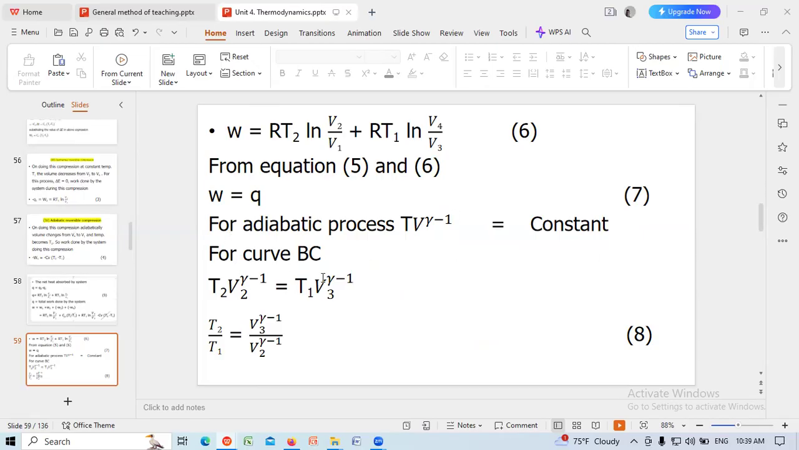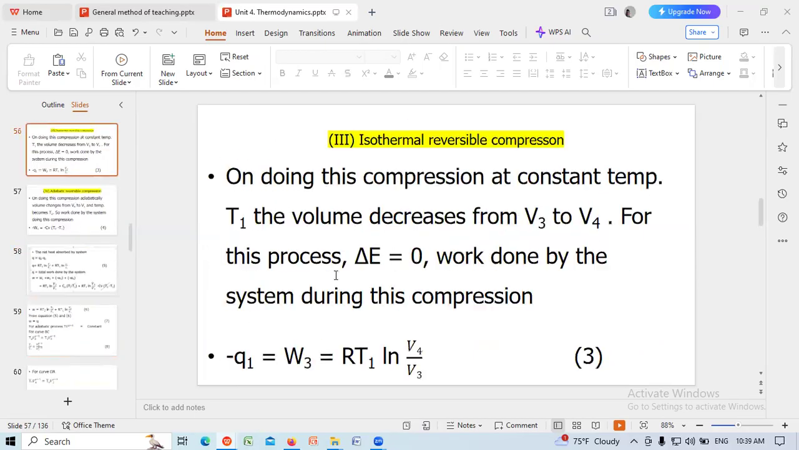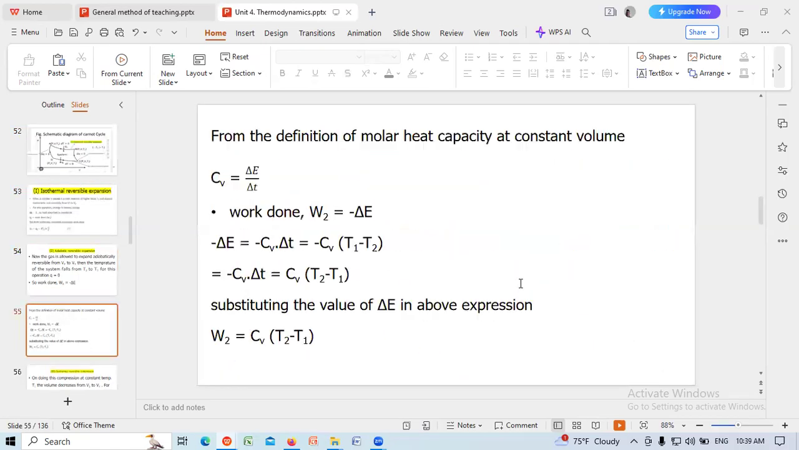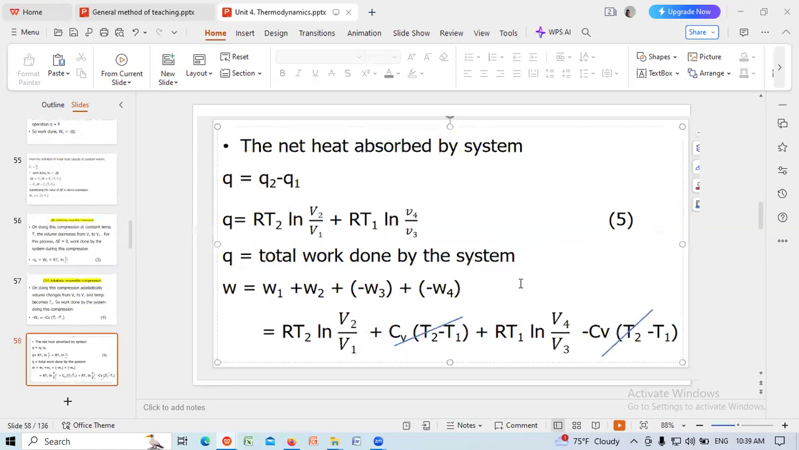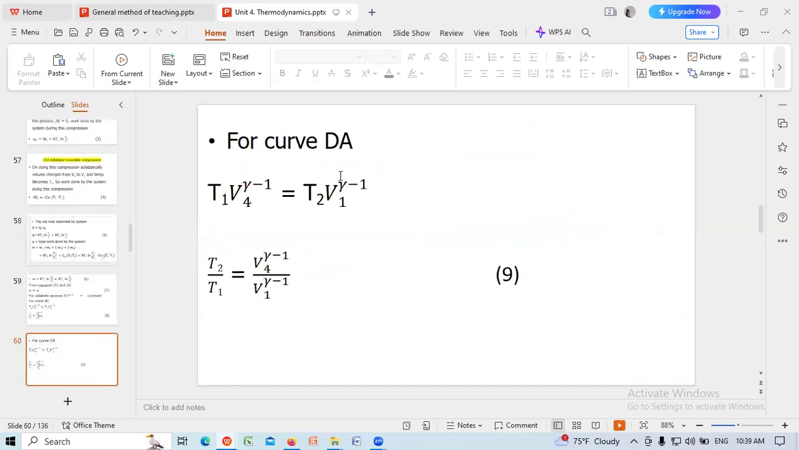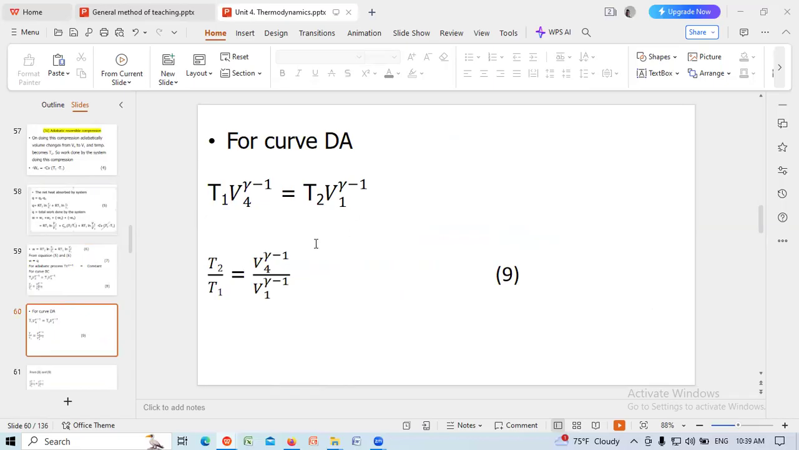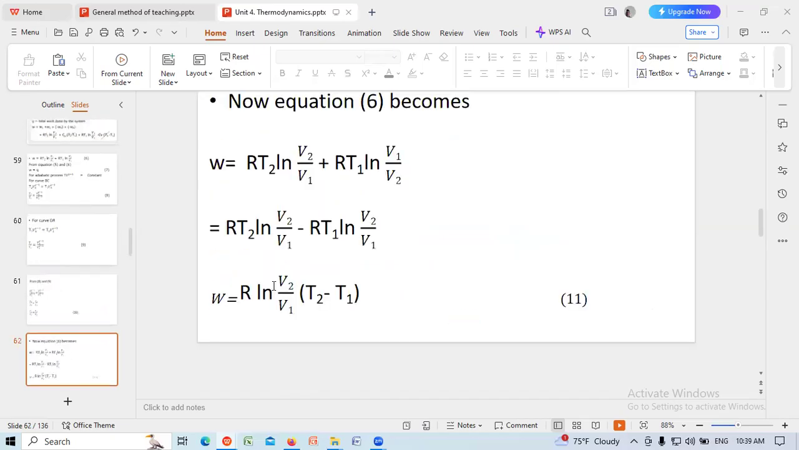For the curve BC, T2 V2^(gamma minus 1) equals T1 V3^(gamma minus 1), so T2/T1 equals (V3/V2)^(gamma minus 1). Similarly for the curve DA, T1 V4^(gamma minus 1) equals T2 V1^(gamma minus 1), so T2/T1 equals (V4/V1)^(gamma minus 1).